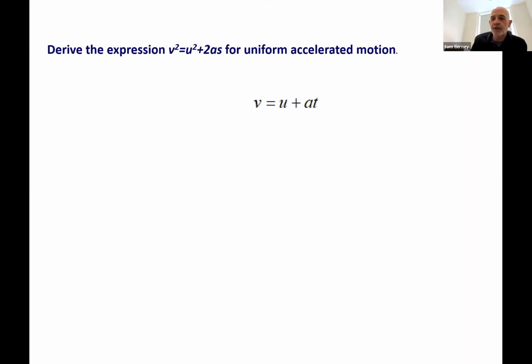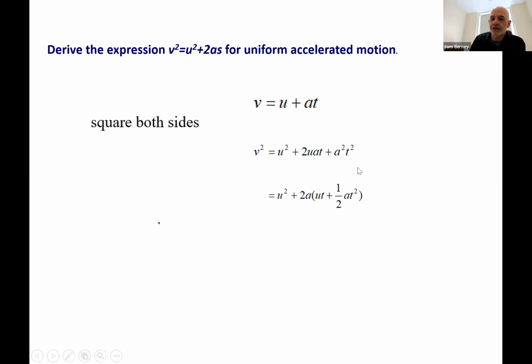Derive the expression v squared equals u squared plus 2as for uniform accelerated motion. So how do you get that derivation? Say there's not an infinite list. We talked about them yesterday. You start in this instance with v equals u plus at and you square both sides. Junior cert algebra type skills required: u plus at in a bracket. Multiply u plus at by u plus at, you get u squared plus 2uat plus a squared t squared.